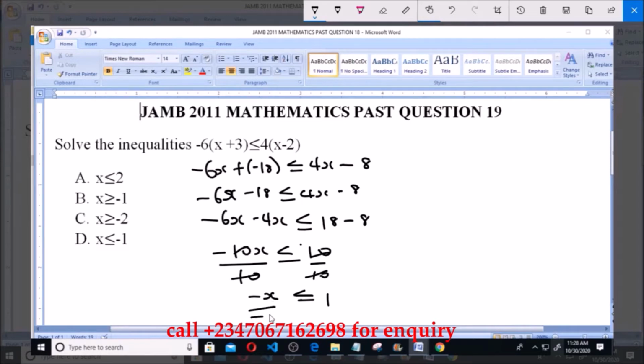So divide both sides by minus 1. Now because we're dividing both sides by minus 1, this sign will have to change. So that will give us what? x is greater than or equal to minus 1, because 1 divided by minus 1 is minus 1. Because we are dividing by a negative number, the sign has to change, from less than to greater than. So x is greater than or equal to minus 1, and that is option B.